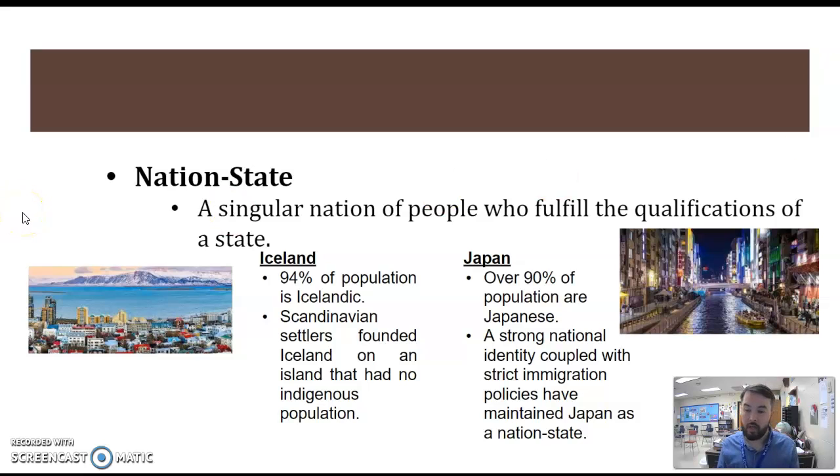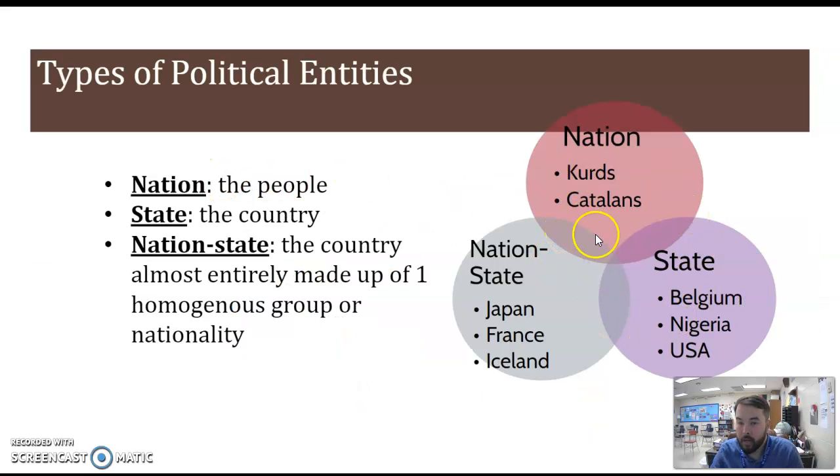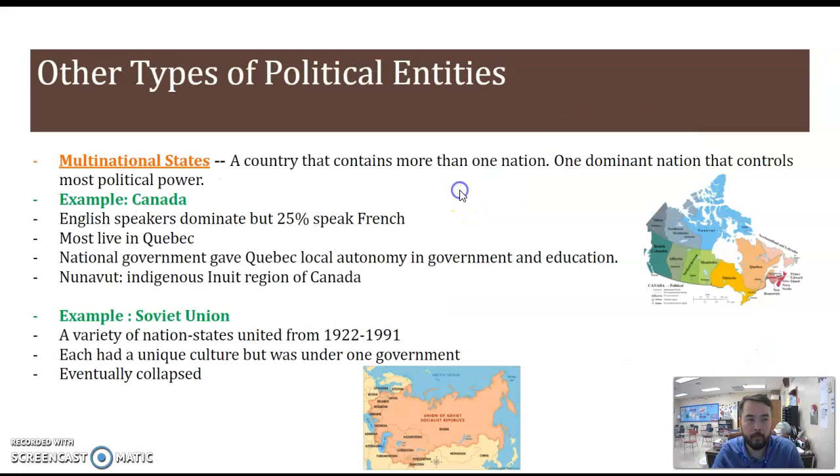So a nation state is, you guessed it, a combination of those two. It's a singular nation of people, so they have this shared common core of culture, and they fulfill the qualifications of a state. Two great examples of that would be Iceland and Japan, because they are sovereign countries, but they also have a large population of people that are culturally homogeneous, or the same. So here's some other examples of nations, states, and nation states. And it's very important that we don't mix all those together and refer to them as the same thing, because they are actually different. And we're going to continue drilling this, practicing this throughout Unit 4.